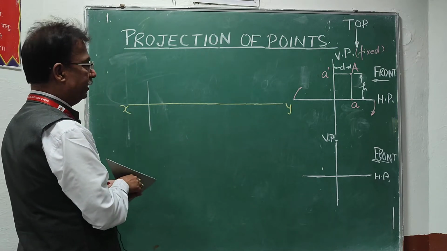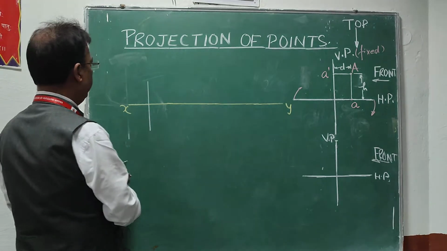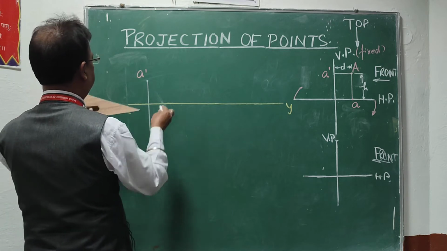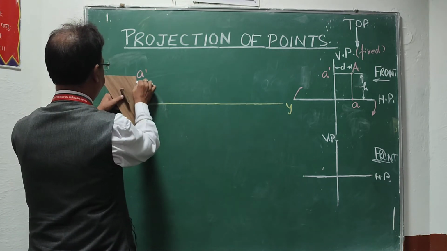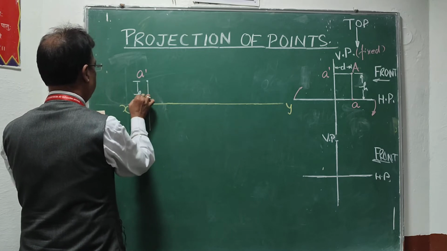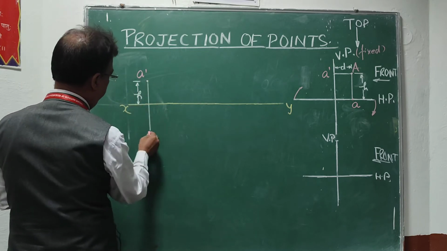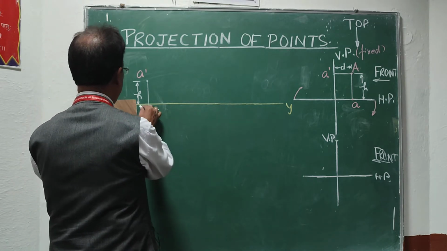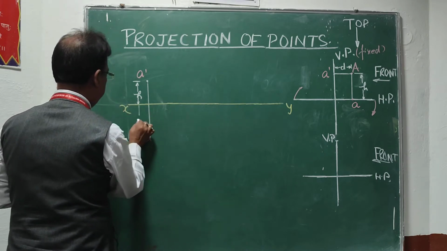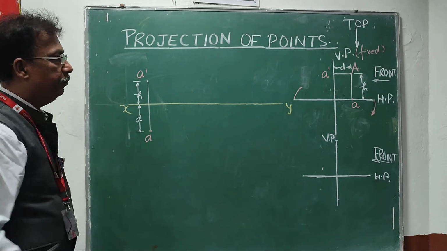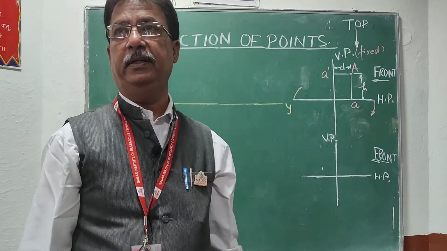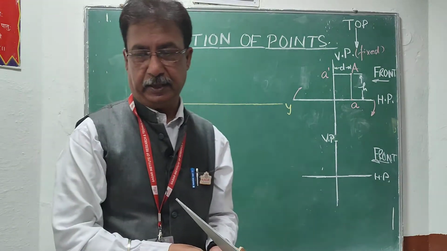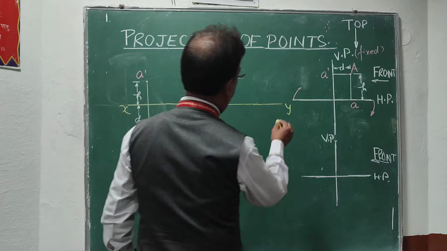If I plot this in our drawing copy or sketchbook, the projection will be like this. The reference line is the intersection of HP and VP, and this is the point small a dash at a height small h, and below it is the point small a, that is the top view, at a distance small d. So this is the point capital A in the first quadrant. Its front view is above the reference line and its top view is below the reference line. In the same way, suppose I take another point.